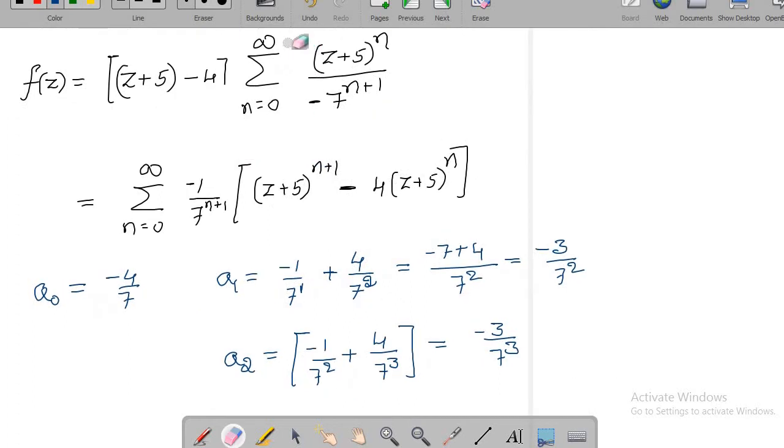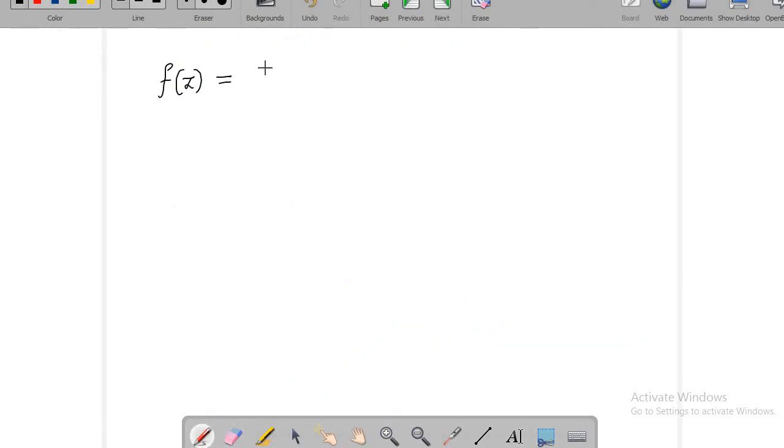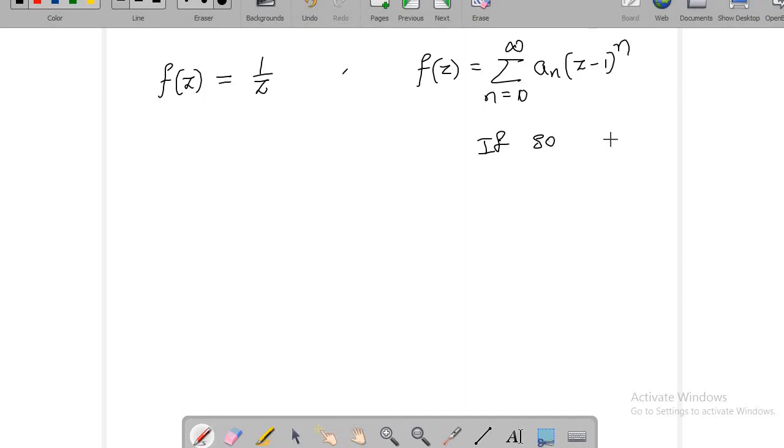Okay, so let us look at another problem of this kind. Given f of z equal to 1 by z, now I need the Taylor series expansion of f of z. Tell me one thing, is it possible to find a series expansion of f of z of this form, that is f of z equal to summation n equal to 0 to infinity an into z minus 1 whole power n? Is it possible to find a series expansion of this function of this form? If so, what is the radius of convergence?